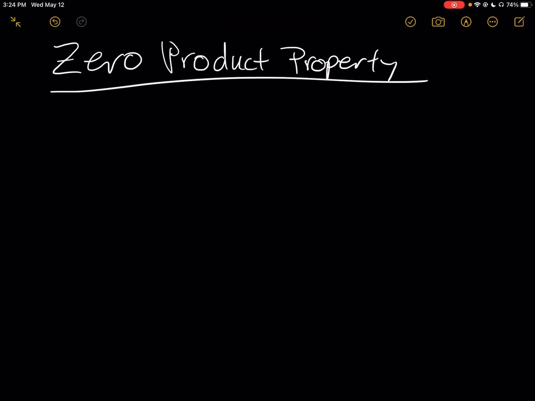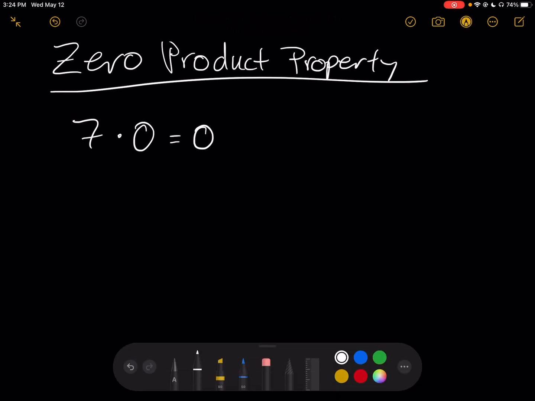All right, so the zero product property is the idea that if we multiply a number by zero, it's always going to end up being zero, right? So, for example, if I take 7 times 0, it's going to give me 0. So ultimately, no matter what this number 7 is, it doesn't matter what that is. It could be 9, it could be 100,000. If it's multiplied by 0, we're always going to end up getting 0, okay?